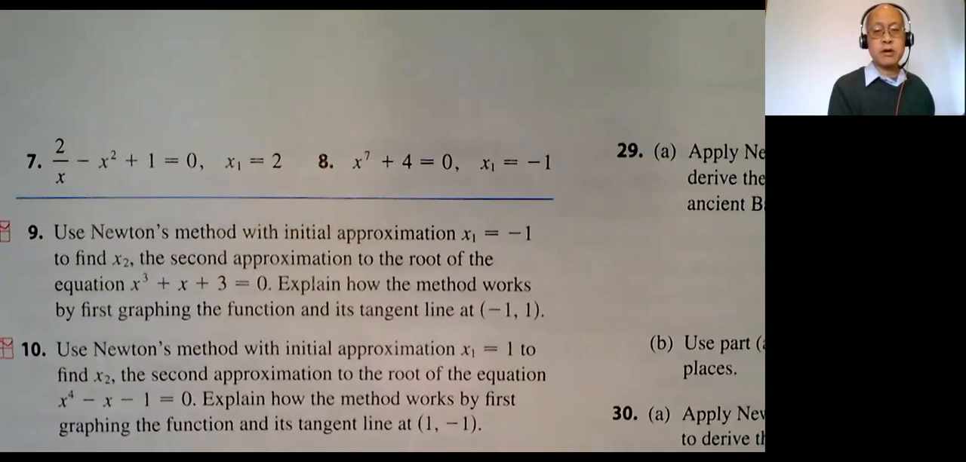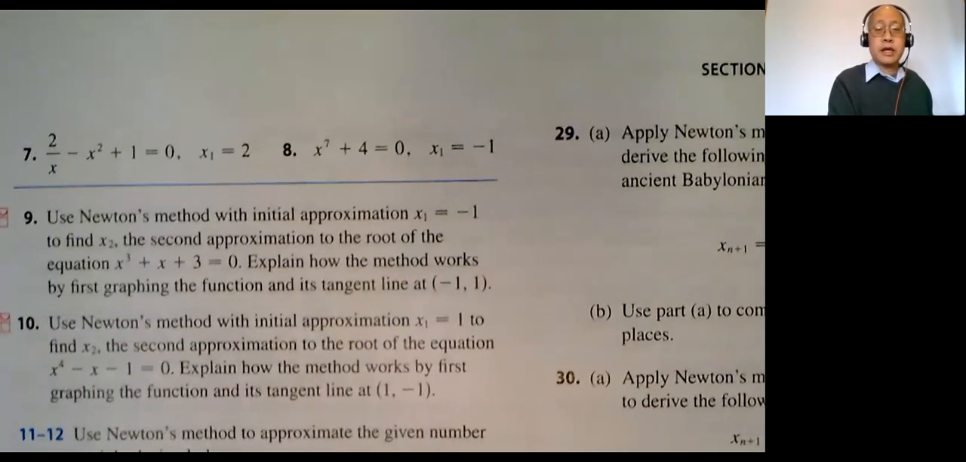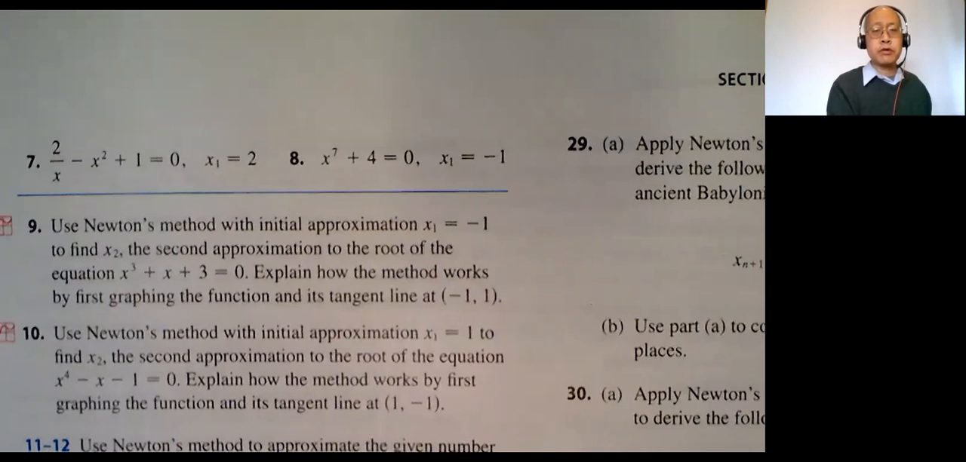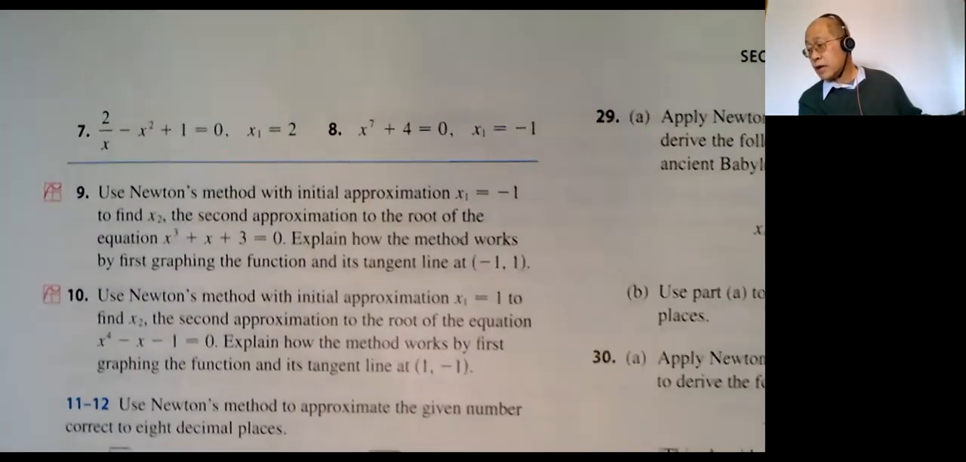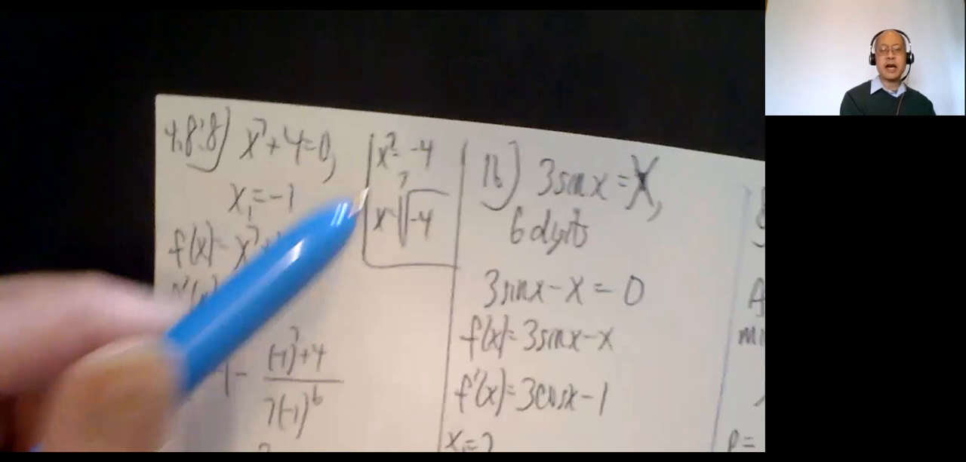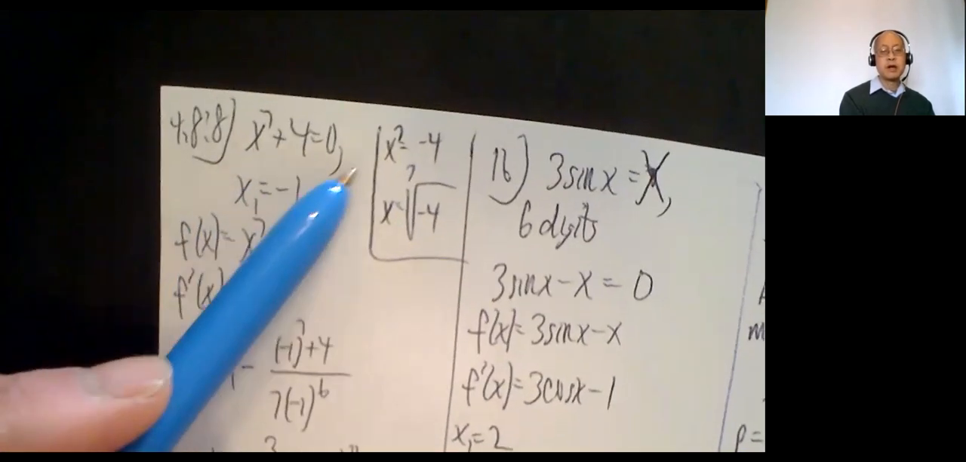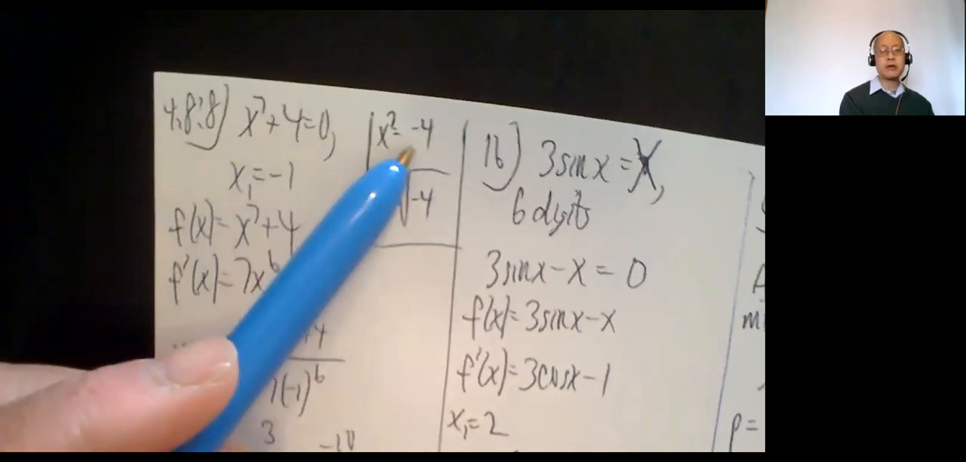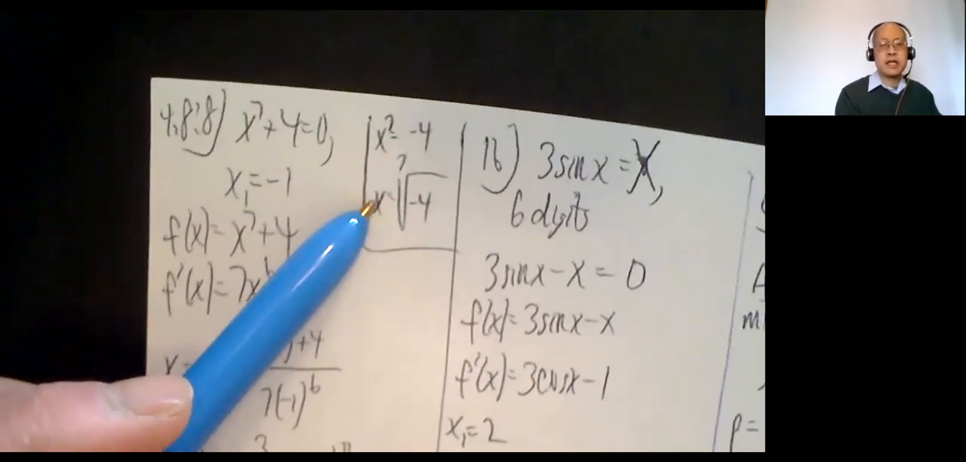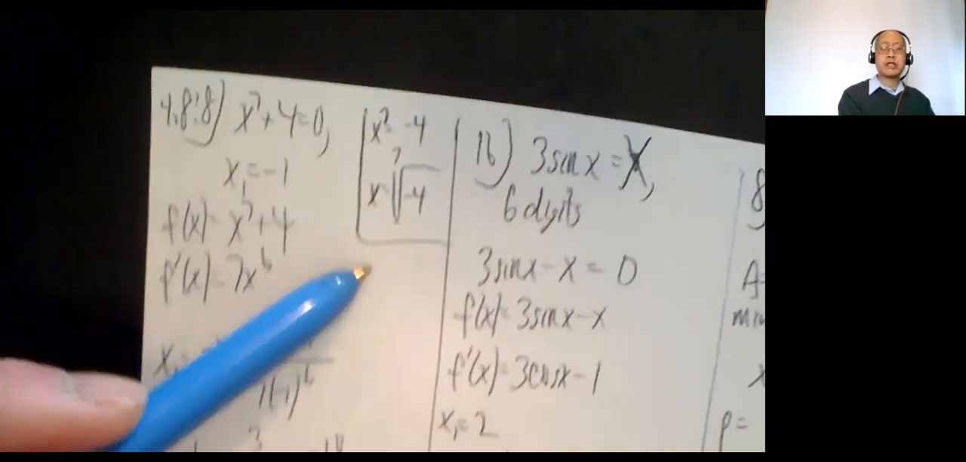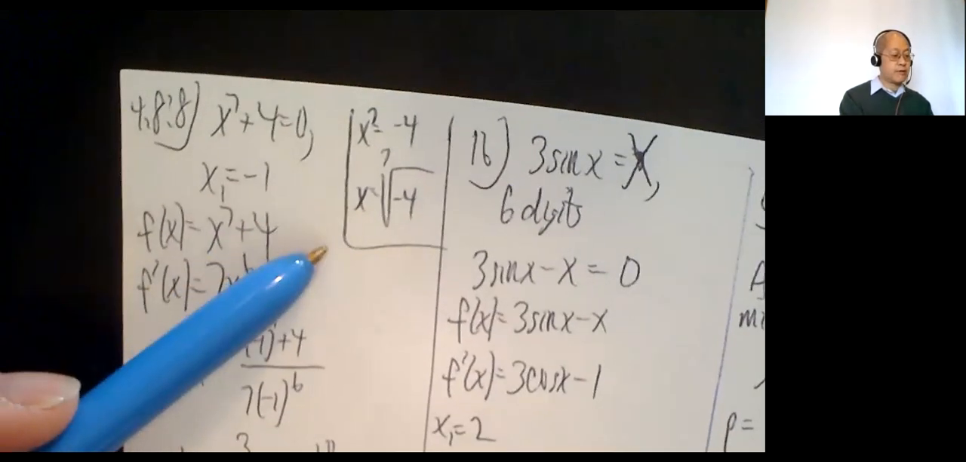X to the 7th plus 4 equals 0. X1 equals -1. Essentially, we're finding the 7th root of -4, if you stop and think about it. This is just a side note: if I move over the 4, x to the 7th equals -4, take the 7th root. So x is the 7th root of -4. So what we're really doing by this process is trying to estimate the 7th root of -4.